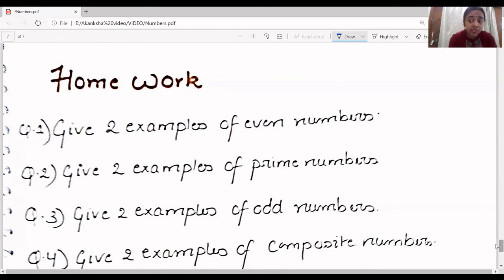Coming to 2 examples of composite numbers. Composite numbers are those numbers that have more than 2 factors. So 6, 12, 28, all these are numbers that have more than 2 factors.